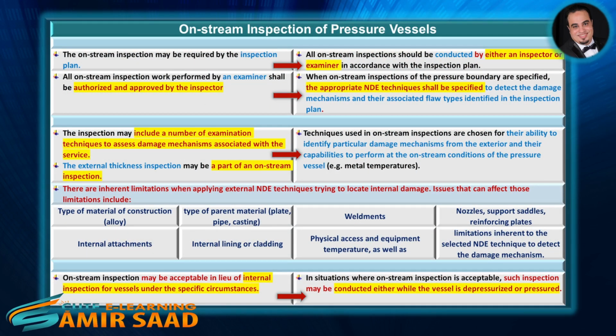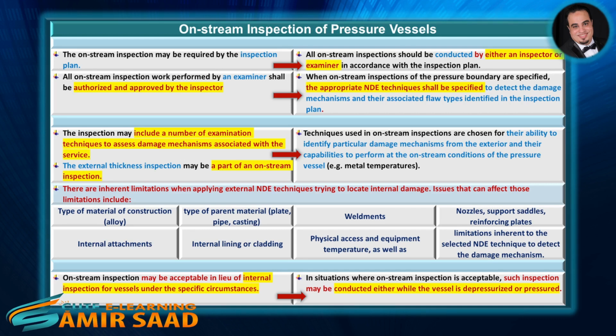On-stream inspection of pressure vessels. The on-stream inspection may be required by the inspection plan. All on-stream inspections should be conducted by either an inspector or examiner in accordance with the inspection plan. All on-stream inspection work performed by an examiner shall be authorized and approved by the inspector.